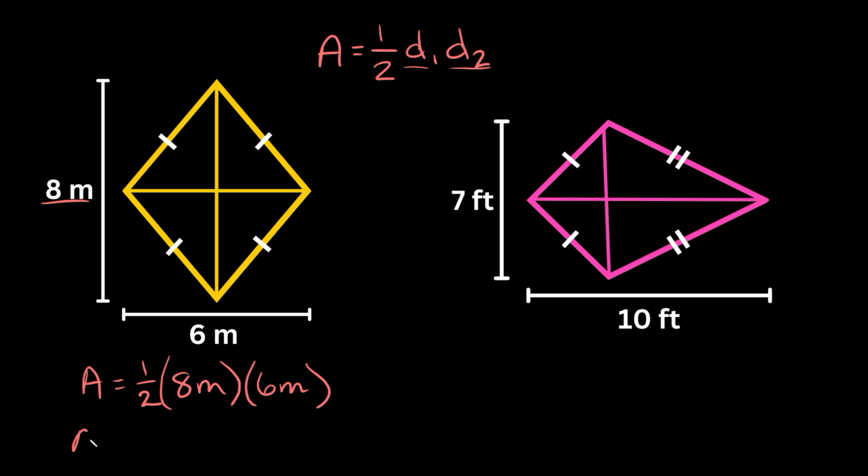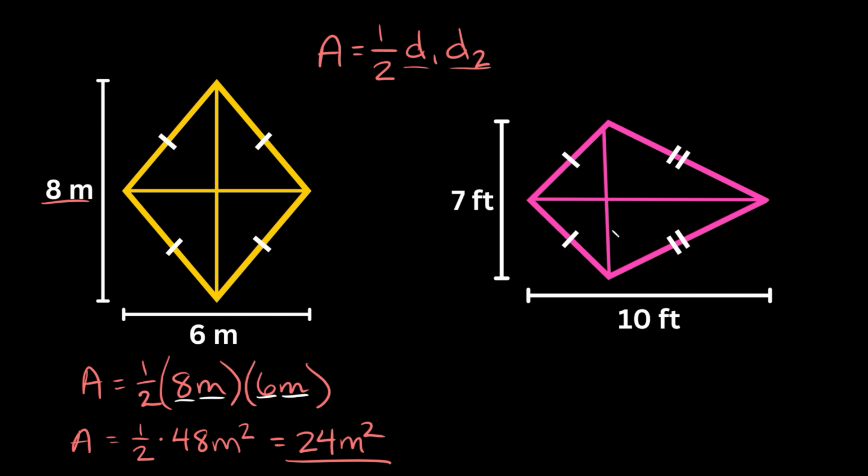Okay, so then down here we're going to have that the area is equal to 1/2. Now we can multiply these together. 8 times 6 is equal to 48. So we're going to multiply by 48. And our units, as you can see, are meters and meters. So meters times meters is equal to meters squared. Now 1/2 times 48 is equal to 24. So here we get 24 meters squared. All right, so that's the area of this rhombus.